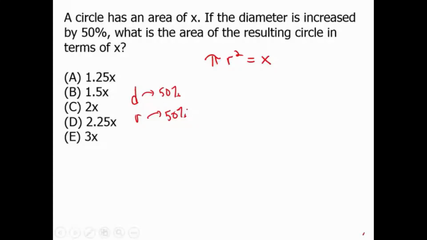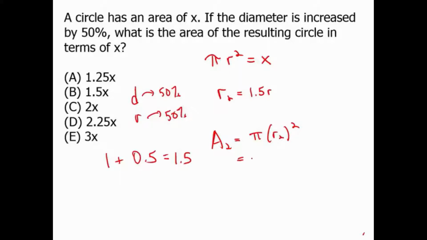What is the multiplier for a 50% increase? We change 50% to a decimal, 0.5. We add 1. 1 plus 0.5 is 1.5. 1.5 is the multiplier for a 50% increase. And so what this means is that R2 equals 1.5 of the original R. Okay, so the new area, of course, that's going to be pi times R2 squared. That's going to be pi times 1.5 R squared.